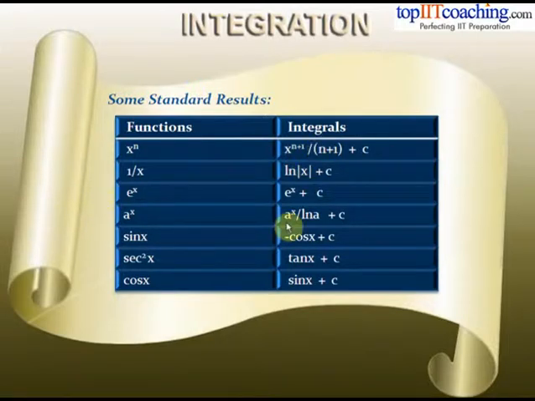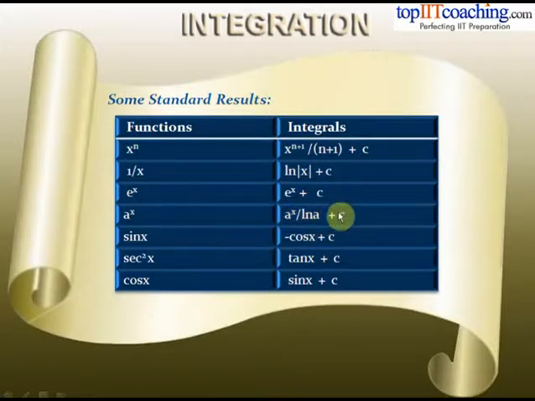If f x is equal to 1 by x, then its integral is given by ln of modulus x plus c. Modulus x, because this value has always got to be positive for ln to be defined. If f x is e to the power of x, then its integral is e to the power of x plus c. The integral remains the same as f x with the exception of a constant. If f x is equal to a to the power of x, then the integral is given by a to the power of x divided by ln a.